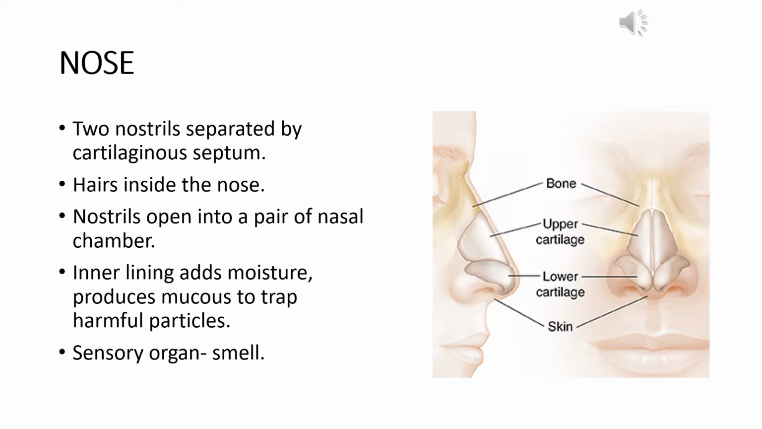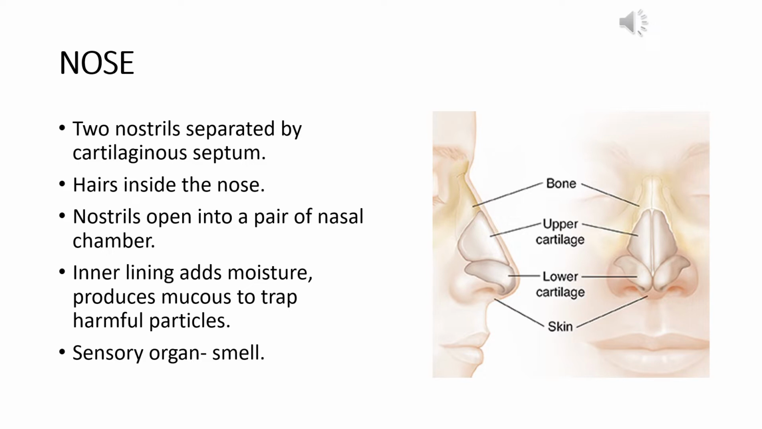The first organ encountered in the breathing process is the nose. Two nostrils are present as the outside entry passage of the nose, and they are separated by a cartilaginous septum. The cartilage has two parts in the nose: the lower cartilage, which makes the tip of the nose, and the upper cartilage, which makes part of the nasal chamber.